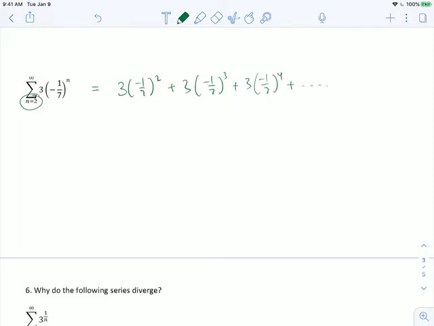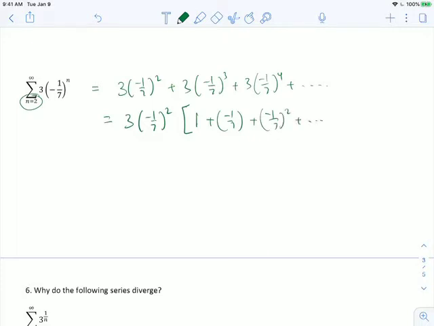And what I'm going to do is pull out a common factor. There's a common factor of 3 everywhere, but there's also a common factor of negative 1/7 squared. So let me rewrite this as 3 times negative 1/7 squared. If I pull that out, I've pulled everything out of this first term, so I'm left with 1. And then I pulled everything out except a negative 1/7 here, and then all but a negative 1/7 squared.